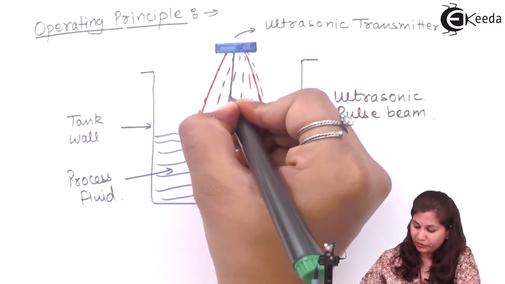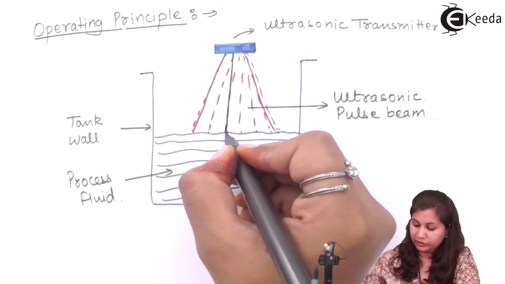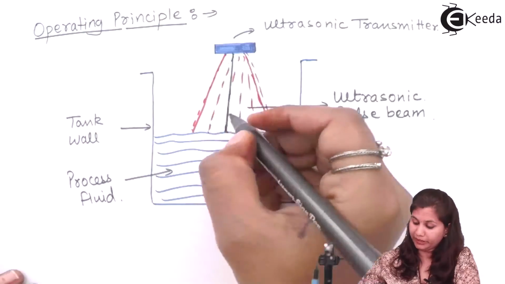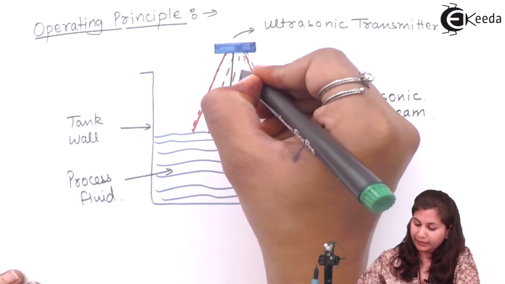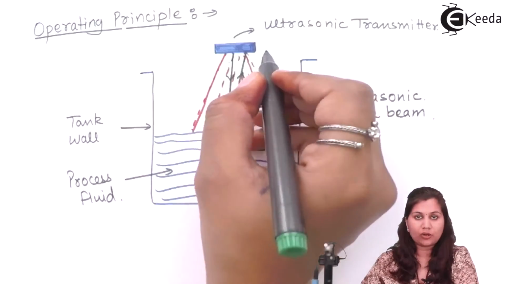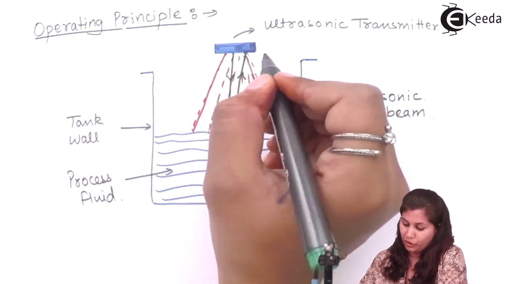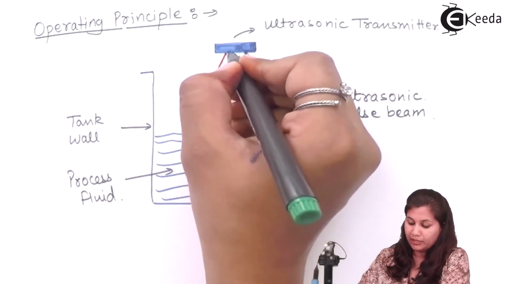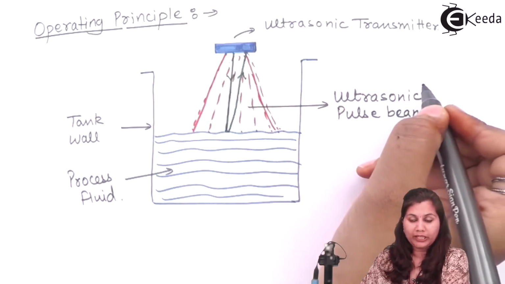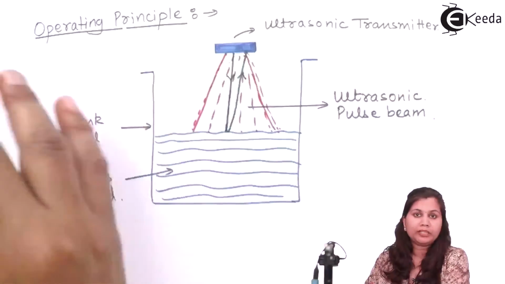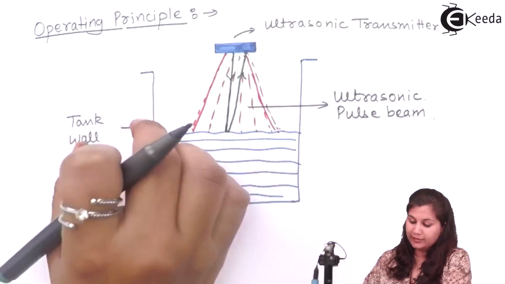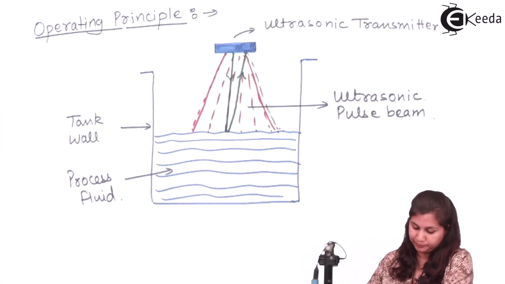First the rays will be generated. After the reflection from the level of the liquid, they are reflected back and again received by this ultrasonic transmitter and receiver. The time taken by the ultrasonic waves to strike and return back will be calculated, and the time taken will correspond to the level of the liquid in this tank. So that is the working principle.